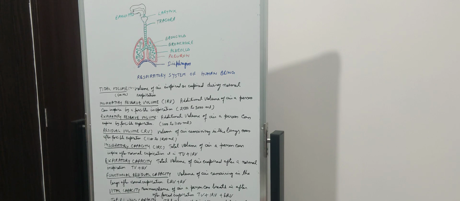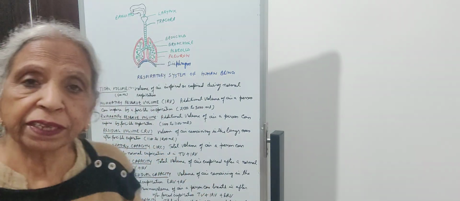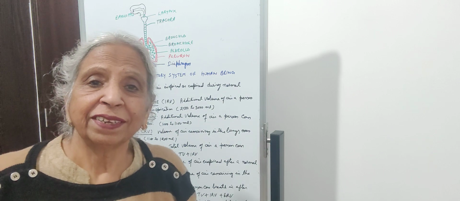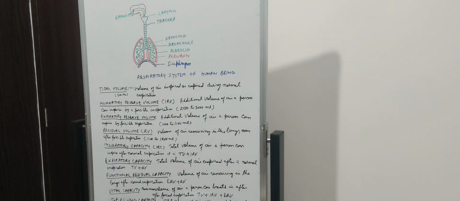Then is the residual volume. Volume of air remaining in the lungs after forcible respiration. अगर जोर से सांस बाहर निकालते हैं, जो वॉल्यूम रह जाता है लंग्स में, that is called the residual volume. It is near about 1100 to 1200 ml.